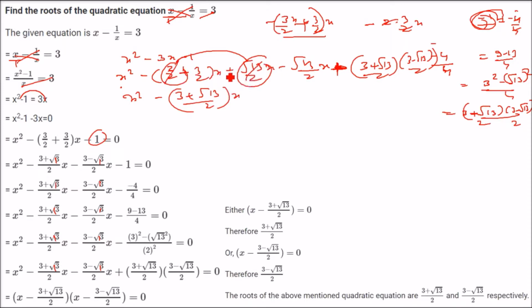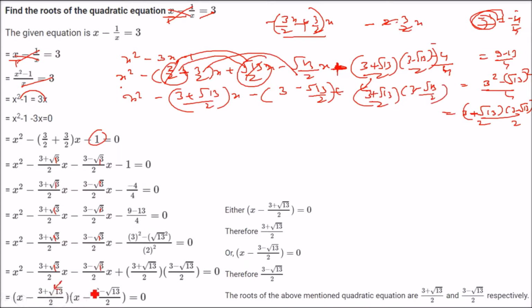And then if you take this one, this will be minus, 3 minus root 13 by 2 x. So I took these two and I took these two, and this will remain. If I write 3 plus root 13 by 2 and 3 minus root 13 by 2, and take x minus 3 plus root 13 by 2 and x minus 3 minus root 13 by 2, if you multiply these two, you will get exactly this one. You have to do it by yourself.